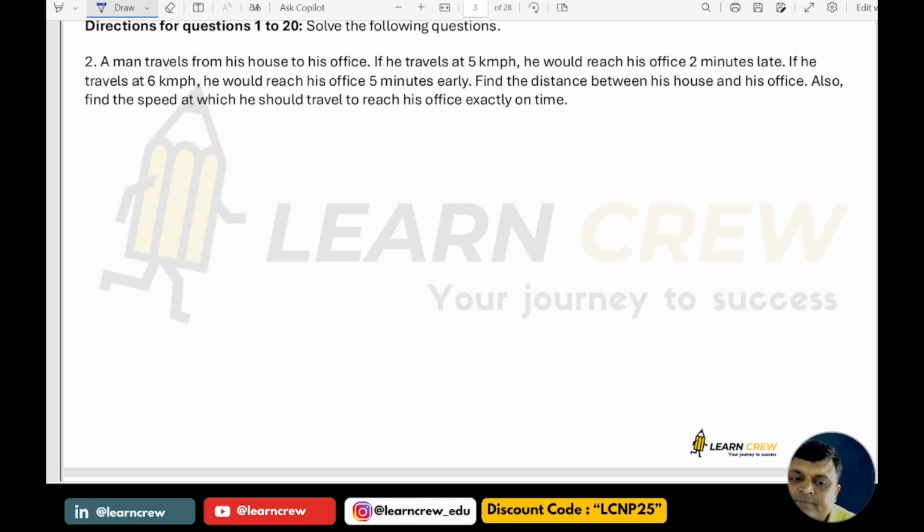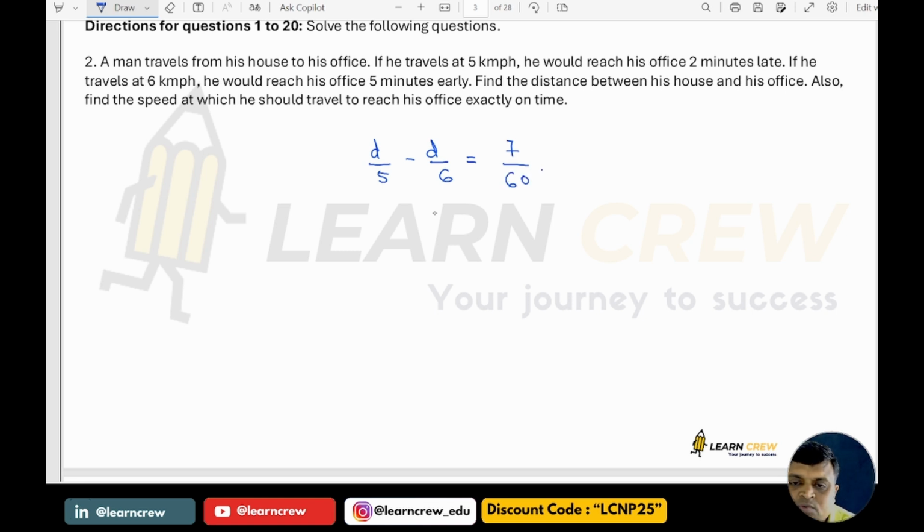Please understand here, in both the cases same distance is traveled. In the first case the speed is 5, in the second case the speed is 6. So when the speed is increased, he is able to save here 2 minutes late, here 5 minutes early. So total 7 minutes would have been saved. So d by 5 minus d by 6 is nothing but 7 minutes. For the time in this case the difference is 7 minutes.